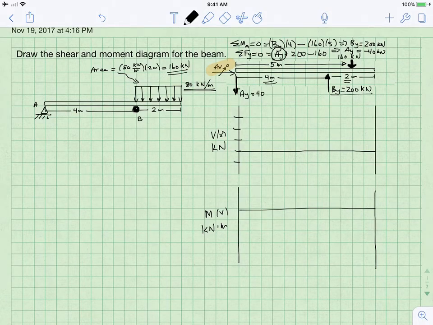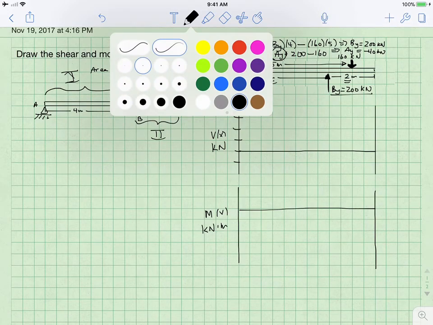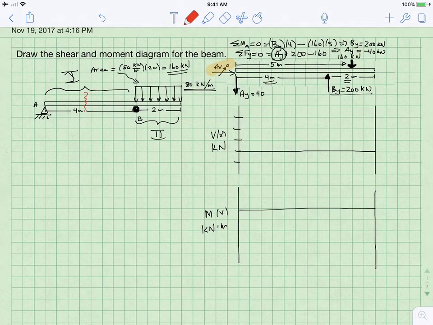Step two, separate the beam into segments which are similar. And so I am seeing a segment 1 here that I will treat first, and a segment 2 in here, which I will treat second. And so my strategy is that I'm going to cut this beam somewhere in the middle of region 1, and then after I do that, I'm going to cut the beam somewhere in the middle of region 2. So let's get started.